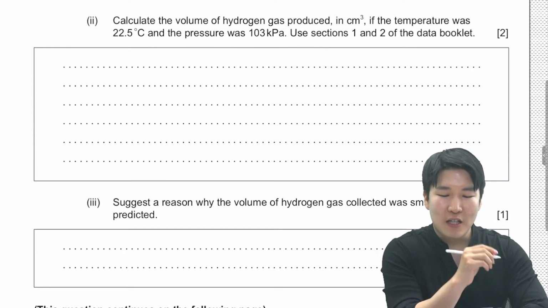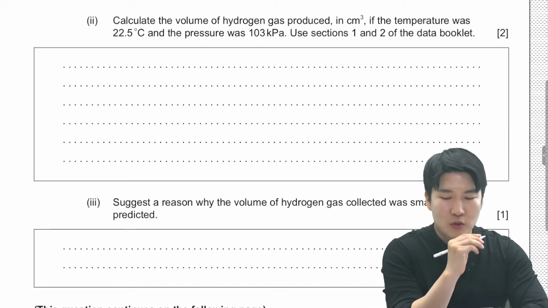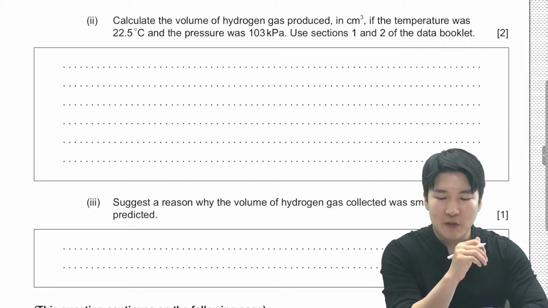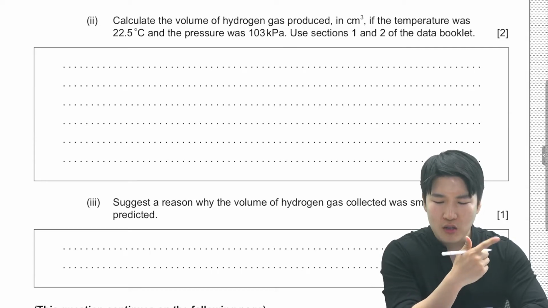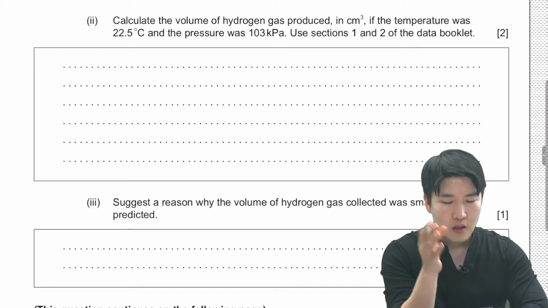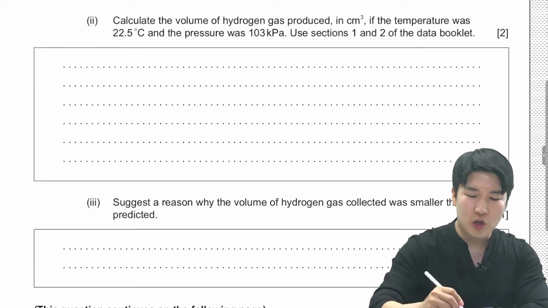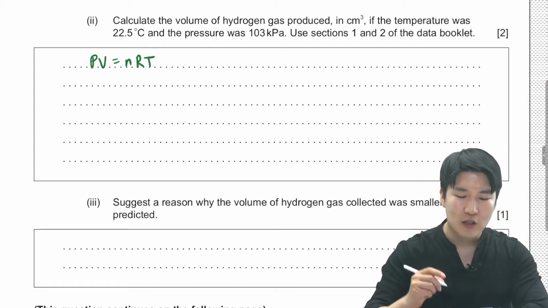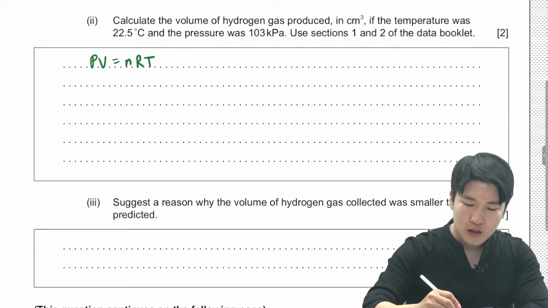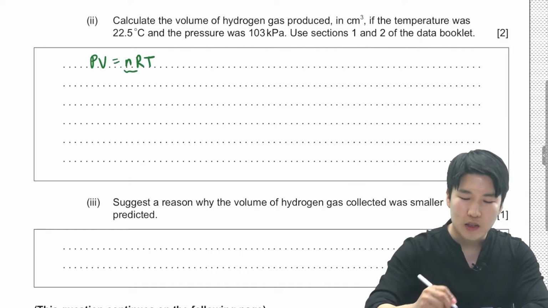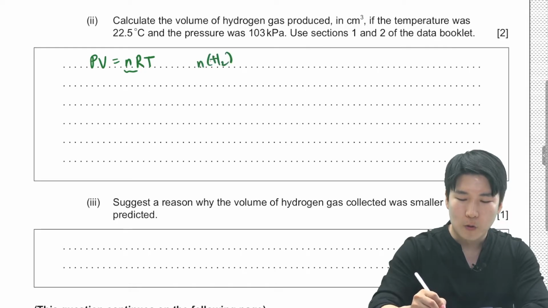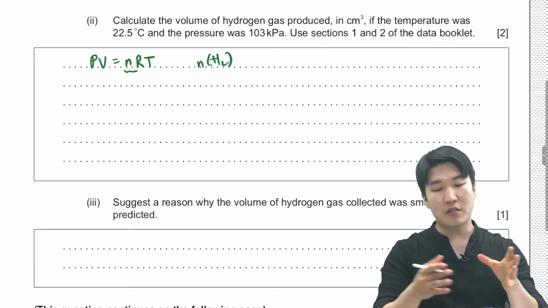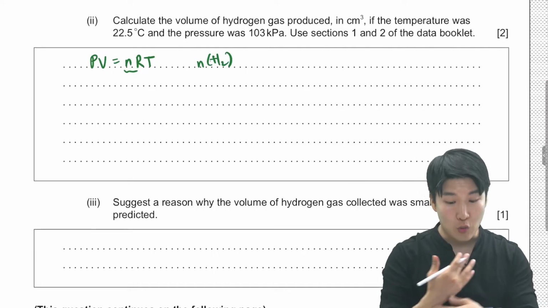We're then going to calculate the volume of hydrogen produced at a specific temperature and pressure. What are we talking about? We're talking about usage of the ideal gas equation, PV equals nRT. For that, we will need to work out the mole of hydrogen produced because the rest of the data we already know.